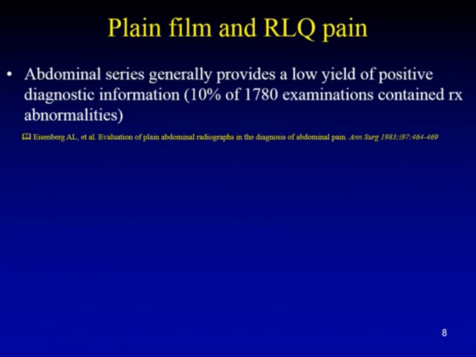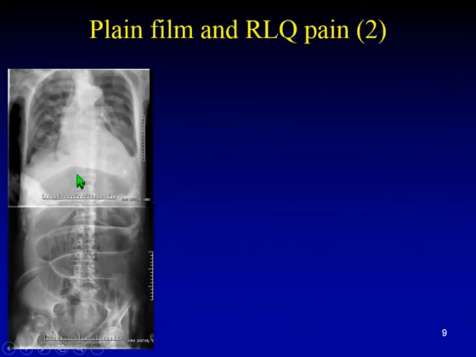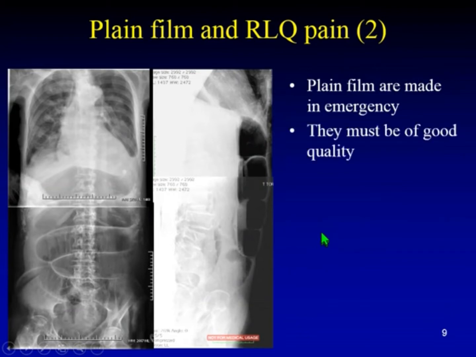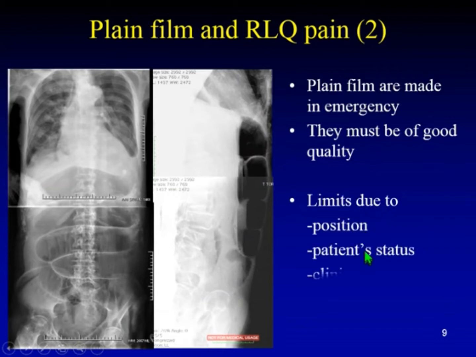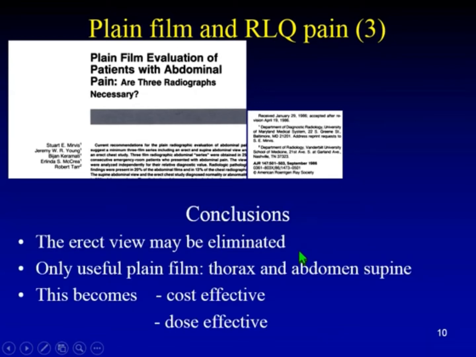The literature has no confidence in emergency conventional plain film radiology, because in these 3 series, with many patients observed, the pathological findings were detected only in 10%, 38%, and 20% of the patients, just a very small number of patients. Such a poor diagnosis from a conventional plain film in emergency, in effect, a perfect quality would be required in any case, and this is very difficult due to limits of the position, of the patient status, and of the clinical settings. Stuart Mirvis in the 80s wrote that in emergency, conventional radiology must be reduced to plain films only, orthogonal to each other, because we have to be more cost-effective and more dose-effective.